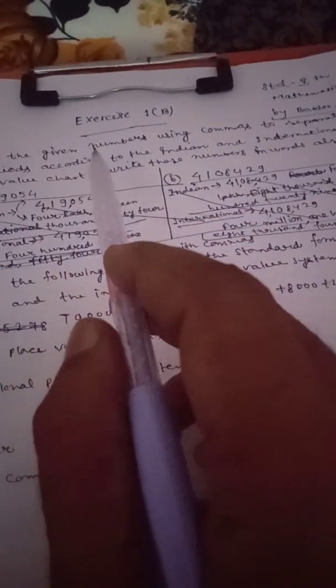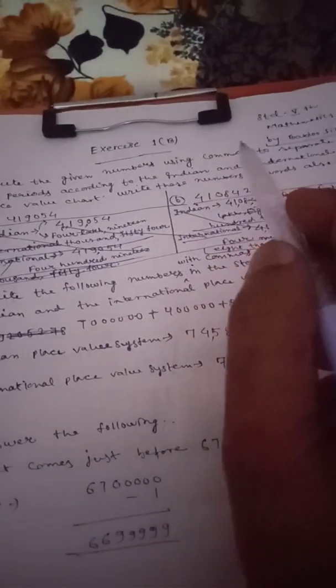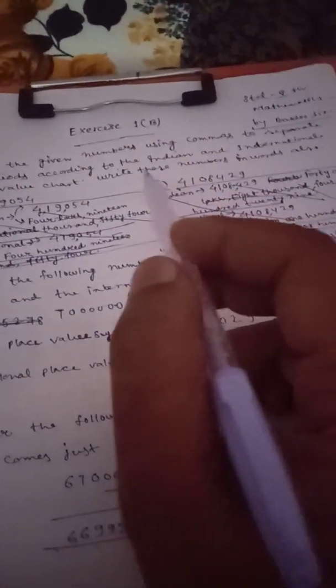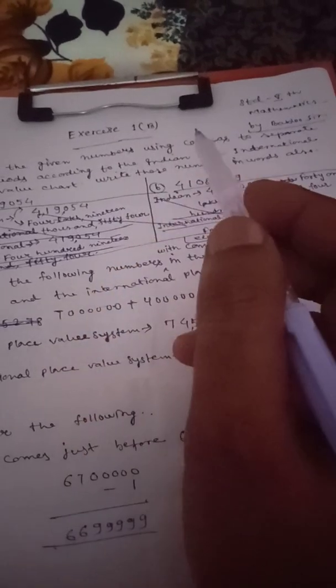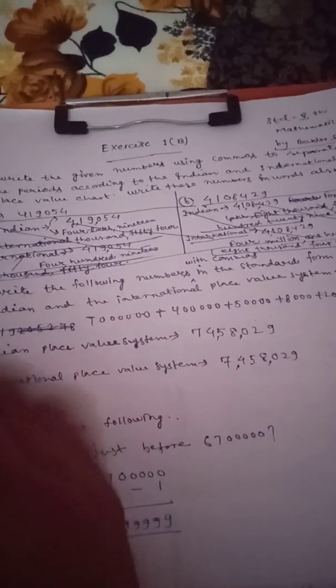According to the Indian place value system, there are some periods: ones period, thousands period, lakh period, and crore period, and so on. Ones period consists of 3 digits, thousands period consists of 2 digits, lakh period consists of 2 digits, crore period consists of 2 digits, and the further periods consist of 2 digits.